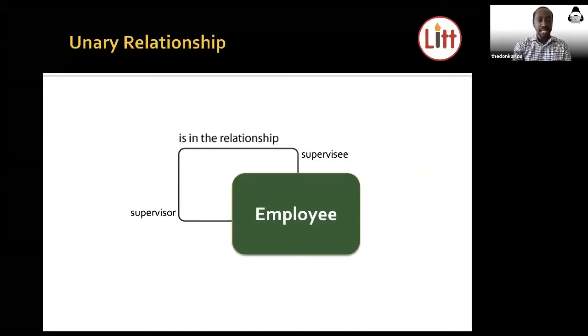So with unary relationship, let's take an employee. An employee could be in a relationship with another employee. Here we are saying that there's an employee who has a supervisor. The supervisor is also an employee. So the supervisor belongs to the employee entity. That means that if you want to relate the employee to the supervisor, it is more or less an employee to an employee. This kind of relationship we refer to as the unary relationship because it involves only one entity.